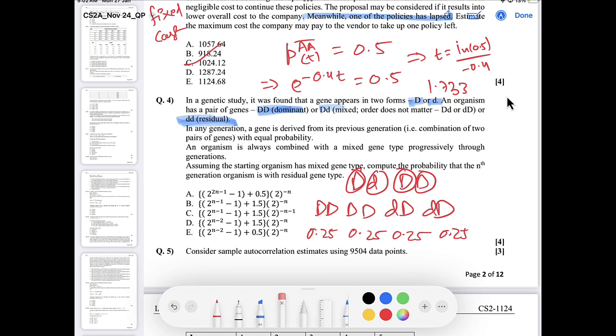Now, given this, they are saying that an organism is always combined with a mixed gene type progressively through generations, right? So what they are saying is that one of the parents is always going to be capital D small d. That is how they are mating. So one parent can be any one of these, capital D small d or small d small d, but one parent will be capital D small d. Assuming the starting organism has a mixed gene type, compute the probability that the nth generation organism is with the residual gene type.